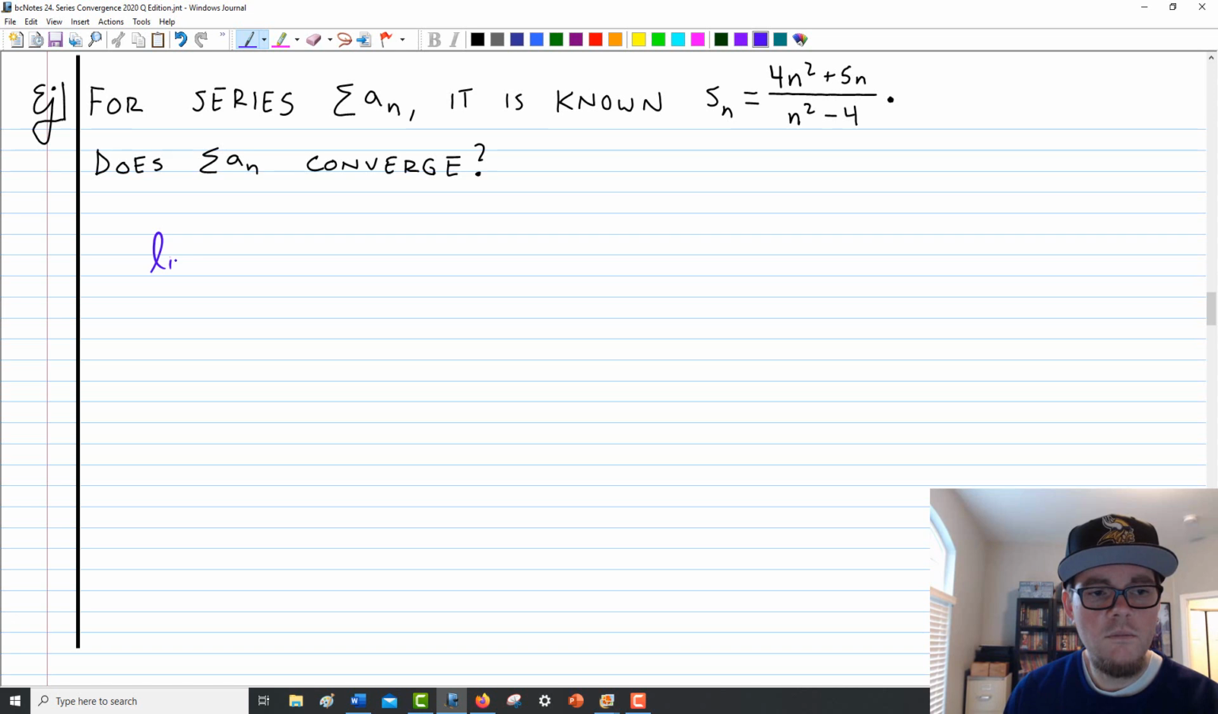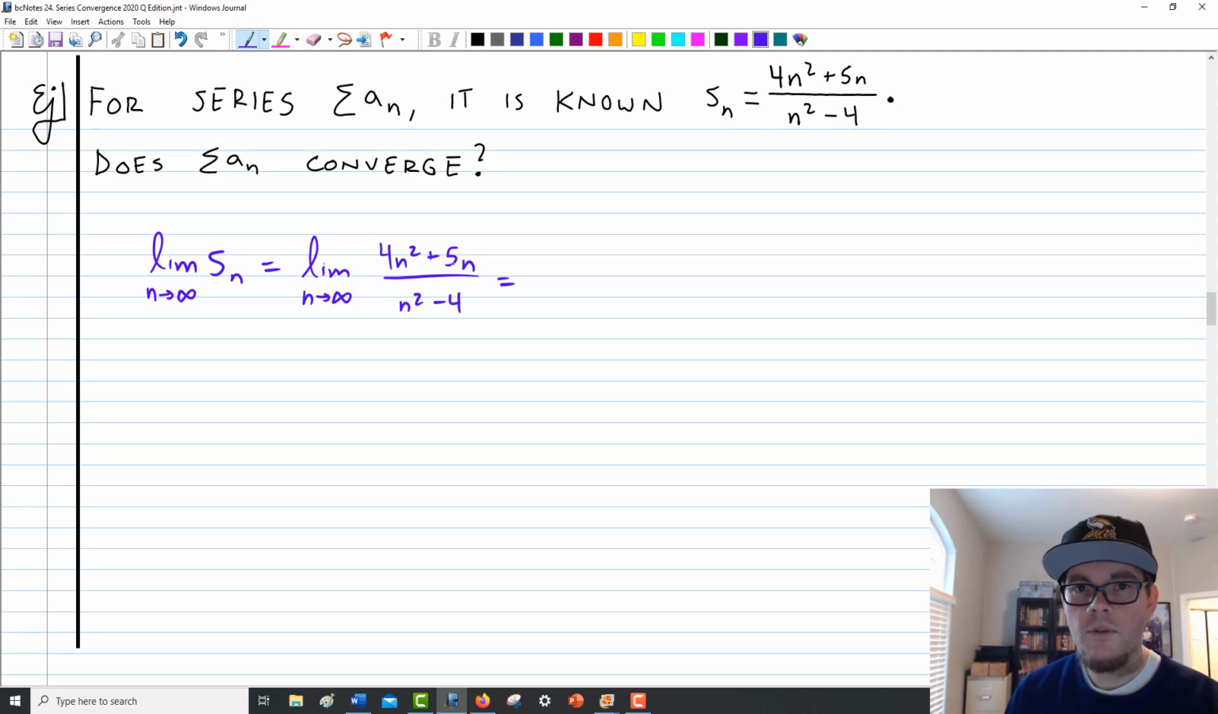And the answer is, well, by having the sequence of partial sums, this is almost trivial. We take the limit as n goes to infinity of that partial sums formula. That means we're going to be evaluating the limit as n goes to infinity of (4n squared plus 5n) divided by (n squared minus 4). And again, whether you're using L'Hopital's rule a couple times or whether you're just recognizing patterns or using controlling term analysis, you should see that this becomes 4 over 1, which is equal to 4.